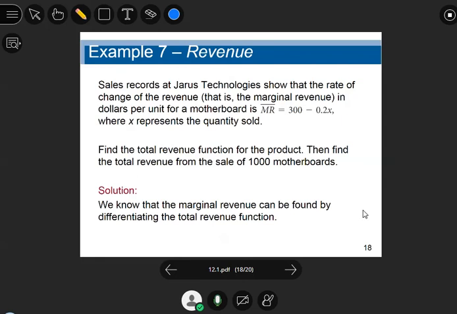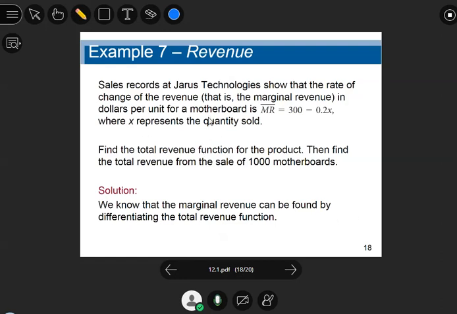So now let's move to some application problems. First, you are given the marginal revenue. We know if we differentiate the revenue function we can obtain the marginal revenue. The specialty in this problem is you are given the marginal revenue and asked to find the original revenue function. So we have to do the antiderivative process. It means if we integrate marginal revenue we can obtain the revenue function. Okay, let's move to the problem.